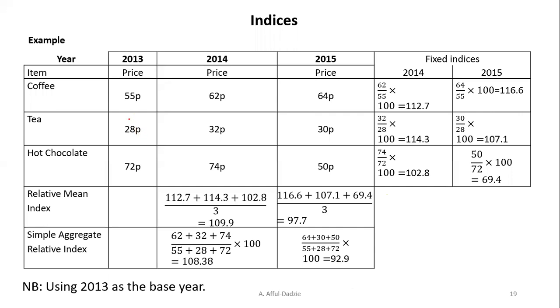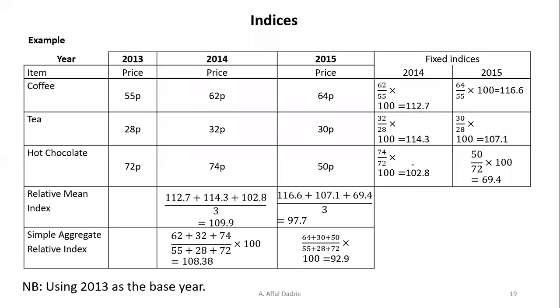For the relative mean index, first we need to find their indices. Using the fixed indices, let's assume 2013 is the base period. Given that 2013 is the base period, we can find the index values for each of them. So for 2014, it is 62 over 55 times 100, 32 over 28 times 100, and 74 over 72 times 100. So these are the index values for 2014. We do the same for 2015.